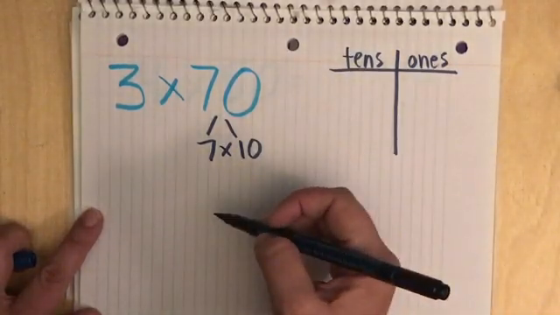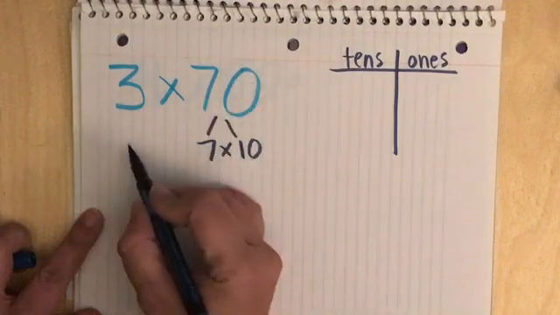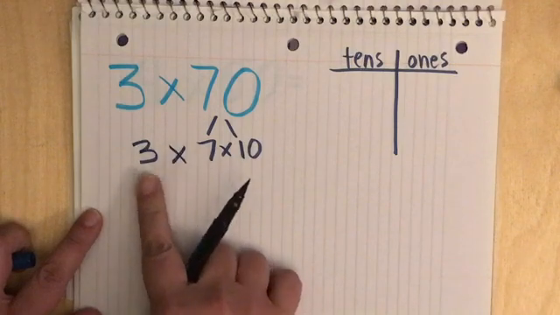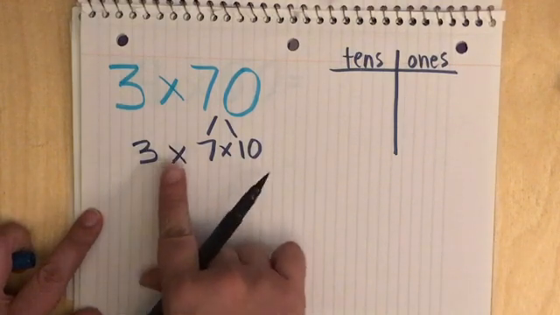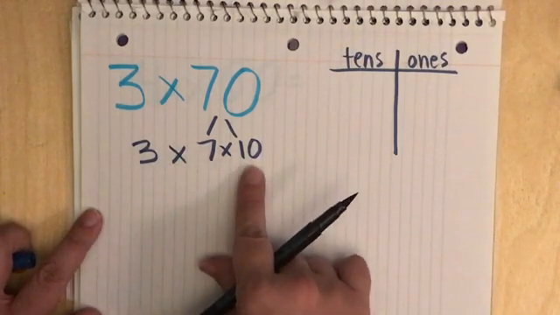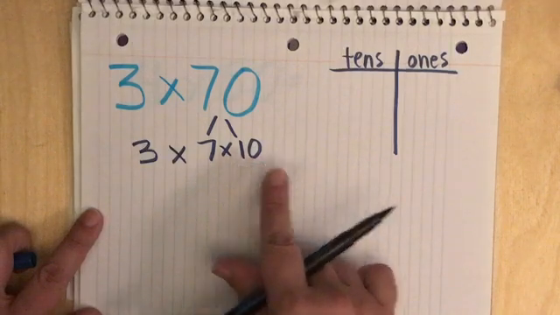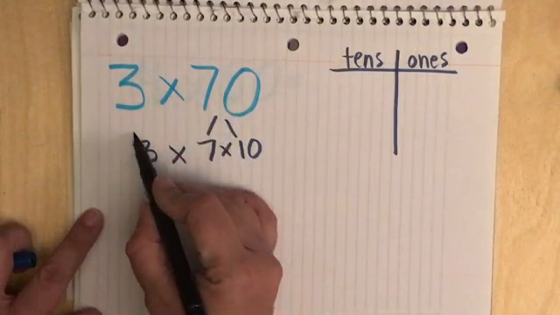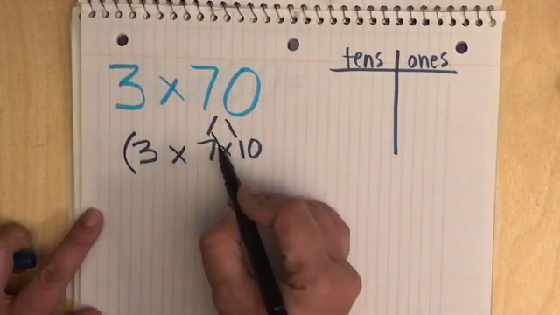And so now we're going to put down the 3 times because we haven't done anything with that yet. So now we should have our equation of 3 times 7 times 10. Okay, so yesterday we did the 3 times 7 tens, so let's put our parentheses around the 3 times 7.